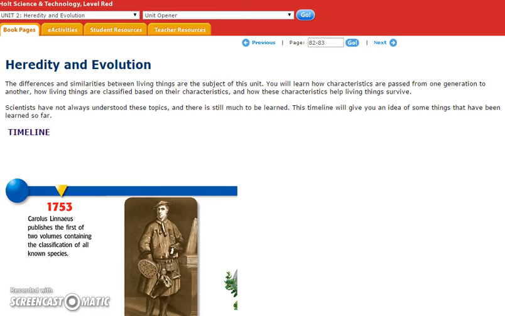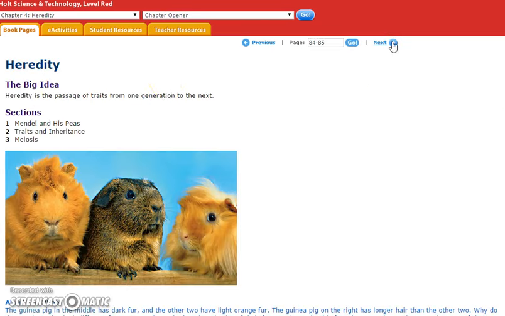Okay, so we finished with Chapter 3, and we're ready to move on to a new unit. Unit 2 is titled Heredity and Evolution. So, we're going to start with Chapter 4. Chapter 4 is Heredity. Heredity is the passage of traits from one generation to the next.